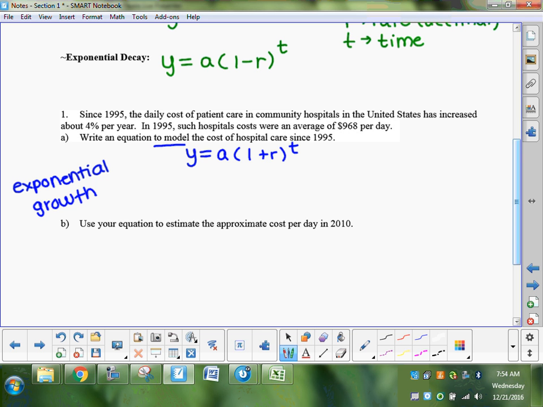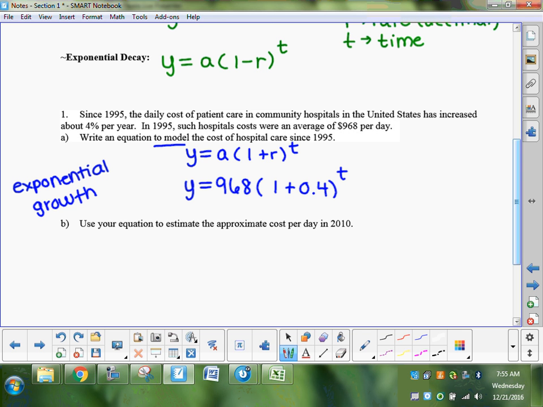But we can fill in a bunch of stuff. We start off and say, well, the end amount is the y. We don't know that, and nor would we in the model, because you're graphing out essentially a function. We've got 968 is the starting amount. It goes up by 4% a year.